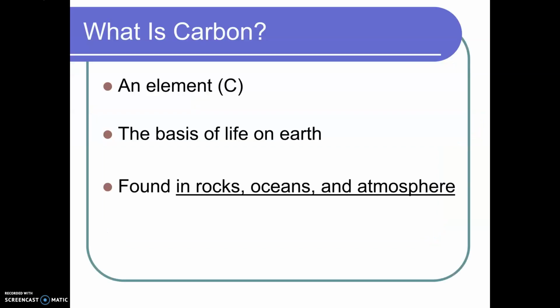What is carbon? Carbon is an element. You can find it on the periodic table. Its letter is C, and this element is the basis of life on Earth. All living things are made up of carbon, but carbon can also be found in non-living things like rocks. It can be found in the oceans. It can be found in the atmosphere. It's a very, very important element.